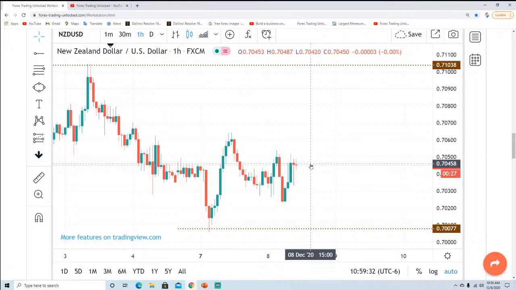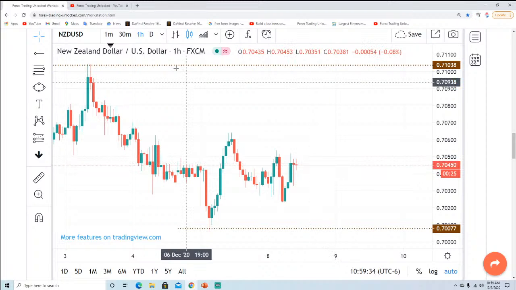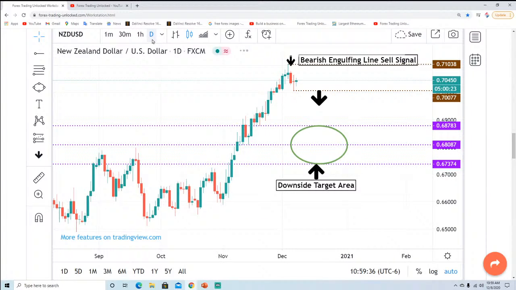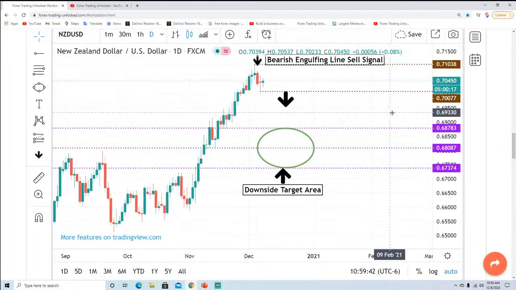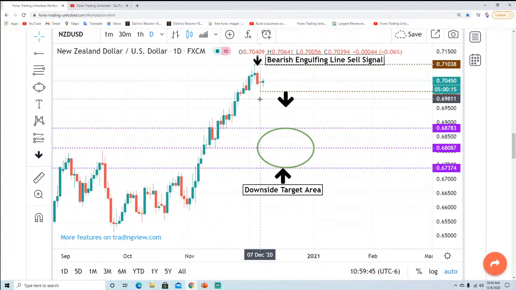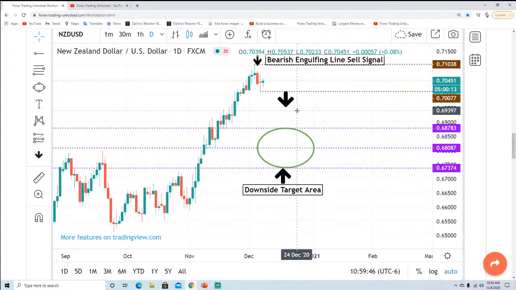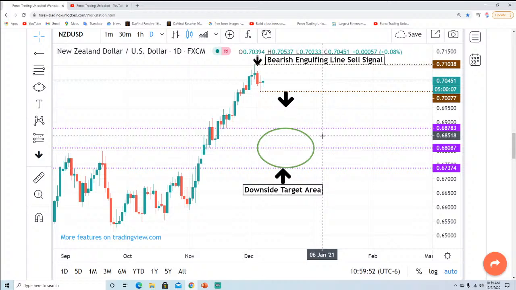So remember, lower move lows, lower move highs are indicative of what? A lower trending market. So even though the market is slightly positive on the day today, a test of this low from yesterday, and if it falls below here, that helps to add momentum to our bearish engulfing line sell signal, adding selling pressure that will most likely have the market coming down to this 68.78 area. So we're looking for it to get down to the top end of this downside target area.